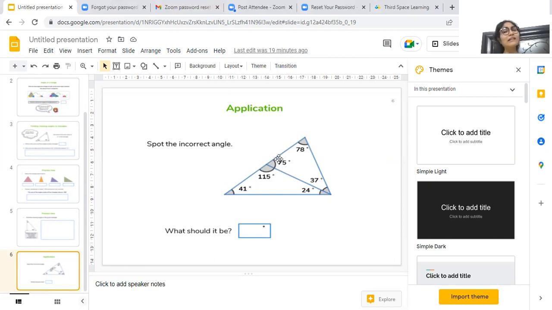And why are we making this angle 65? Why aren't we making this 115 into 105? Yes, because the angles of the first triangle add up to 180 degrees, whereas in the second triangle we are exceeding by 10 degrees. So here we need to make an alteration. What it should be, you can write your answer here. Yes, it is 65 degrees.